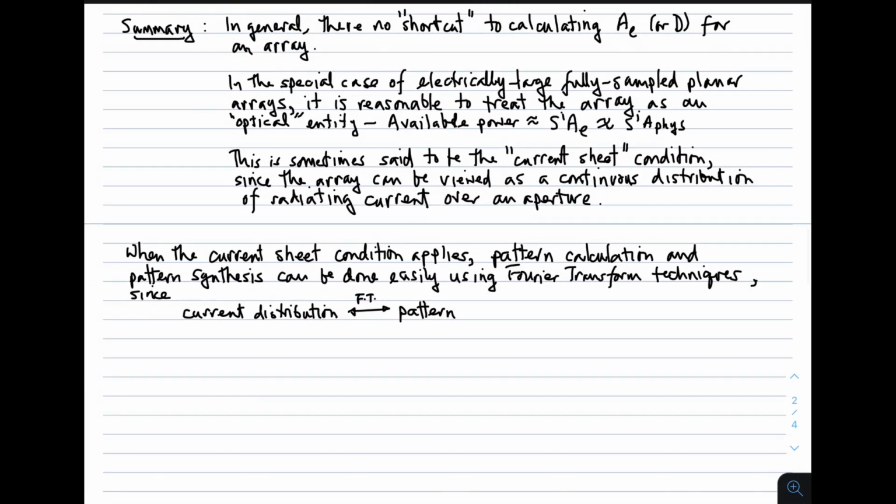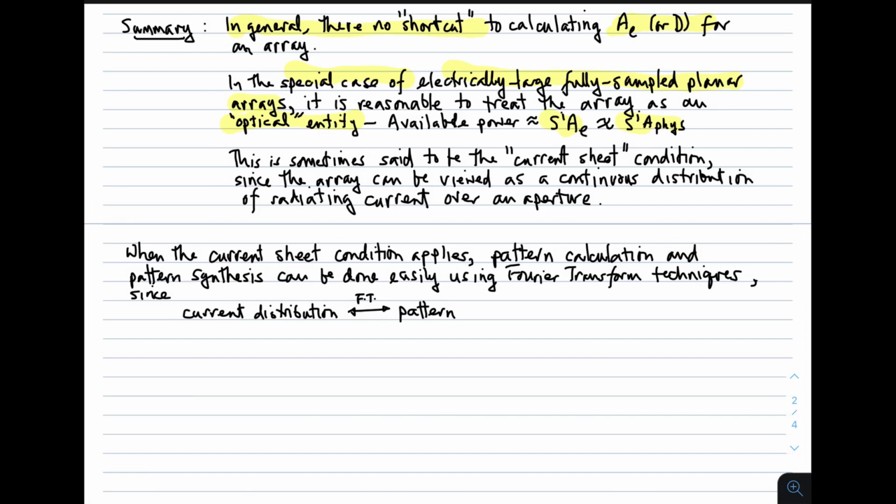So let's summarize. In general, there is no shortcut to calculating the effective aperture or the directivity for an array. There are a number of important special cases, in particular for electrically large, fully sampled planar arrays, where it is possible to treat the array as an optical entity, as something which is able to capture power out of the air as a window captures light. And in that case, the available power is equal to the incident power density times the effective aperture, which is equal to the incident power density times the physical aperture.